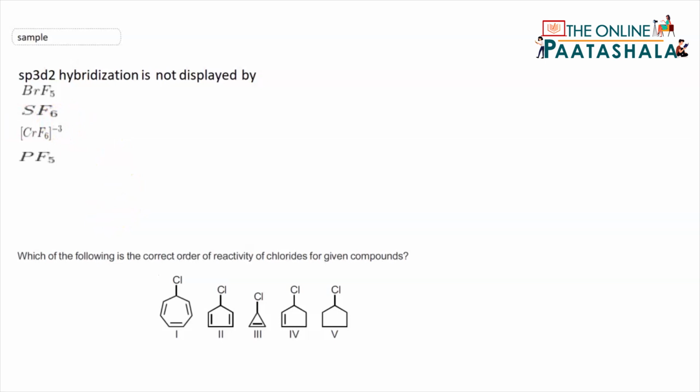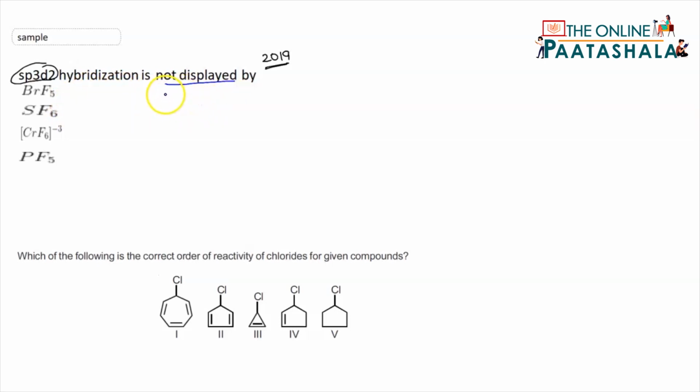This is a question we got in 2019, IIT and NEET. What is the question here? sp3d2 hybridization is not displayed by which of the following? So where will you not see sp3d2 hybridization?